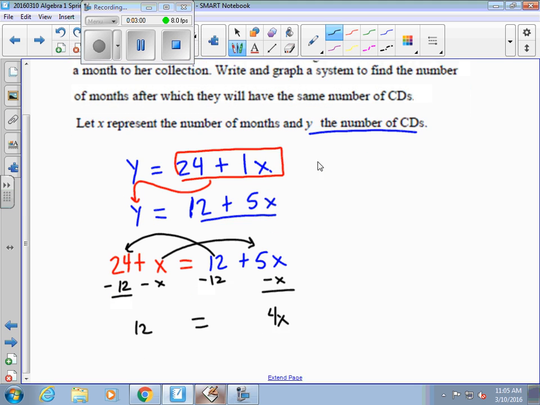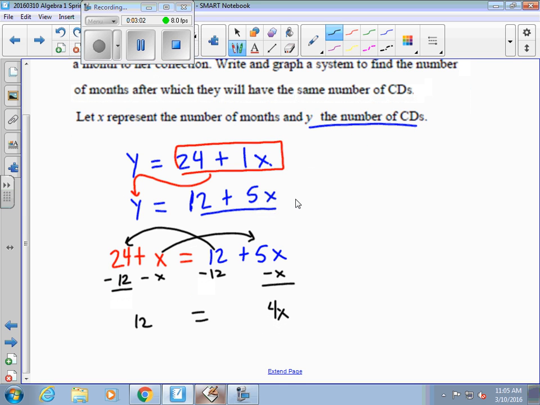So now we've got another simple equation that says 4x is equal to 12. In order to get x by itself, we want to divide by 4. And when you do it to the right, do it to the left. And we get x is 3. So we know our x value is 3. The question asks, find the number of months after which they'll have the same amount of CDs. X represents the number of months, and we have 3. So the question is answered: in 3 months, they'll have the same amount of CDs.